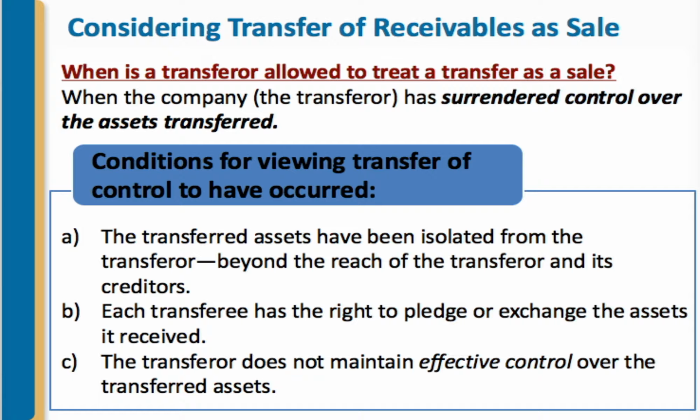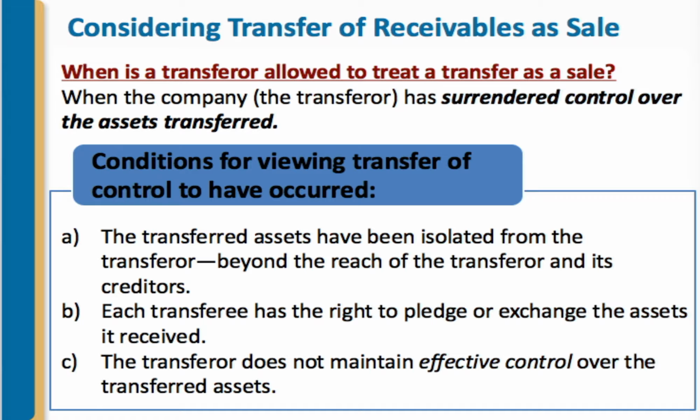The transferor, defined to include the company, its consolidated affiliates, and people acting on behalf of the company, is determined to have surrendered control over the receivables if and only if all of the following conditions are met. The transferred assets have been isolated from the transferor beyond the reach of the transferor and any of its creditors. Each transferee has the right to pledge or exchange the assets it received. The transferor does not maintain effective control over the transferred assets, for example, by structuring the transfer such that the assets are likely to end up returned to the transferor.